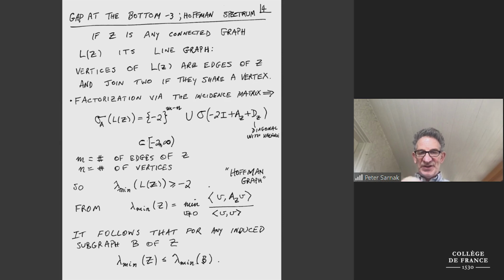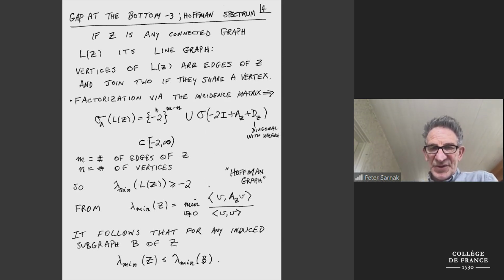So remember, I'm trying to understand the bottom of the spectrum, and this is saying that if you take the line graph of any graph, you can always make graphs which have their spectrum start at -2.